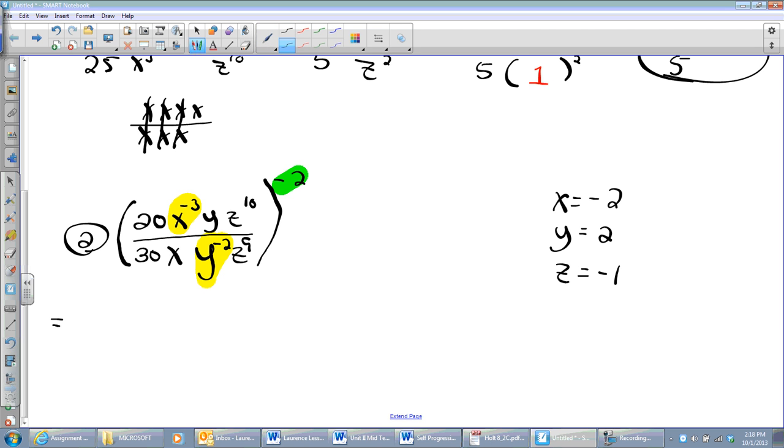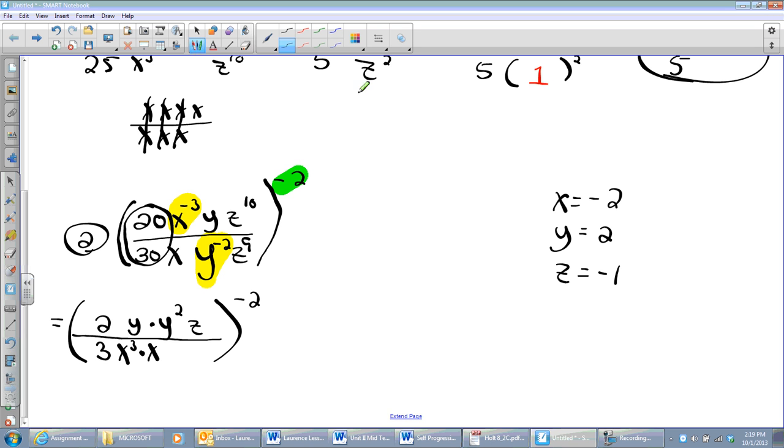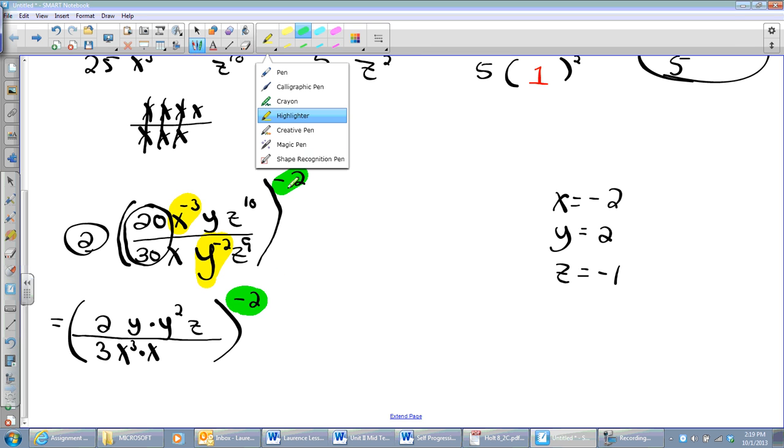And I'm going to rewrite my fraction. Now, by the way, some of you want to simplify as we go. I'm going to simplify 20/30 to 2/3. I'm going to have an x cubed move downstairs, and there's already an x down there. A y squared is going to move upstairs. There's already a y up there. And then my z to the 10th over z to the 9th will give me a z in the numerator. Now, this is not simplified completely inside the quantity. So I'm still going to have to simplify a little bit more. And then I will deal with that highlighted green exponent.